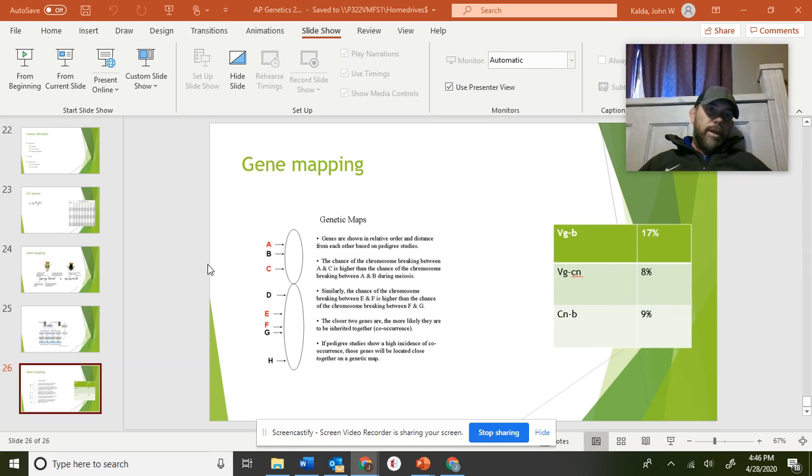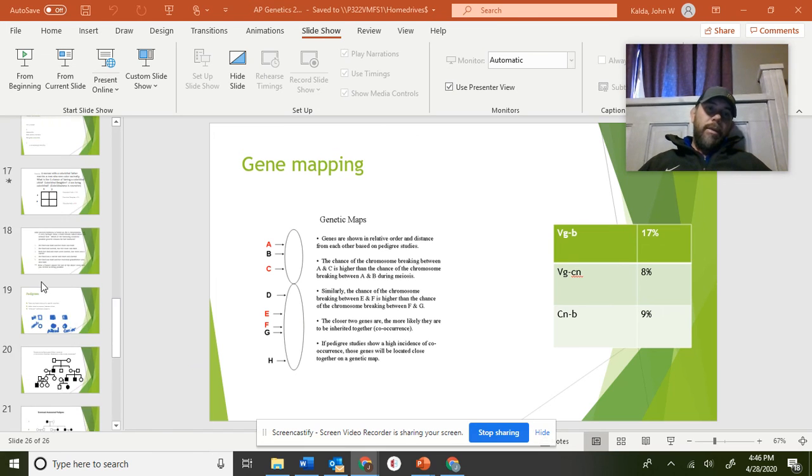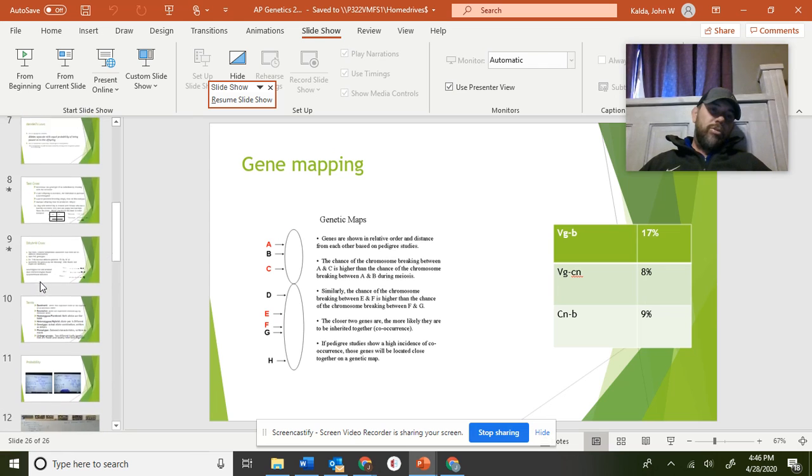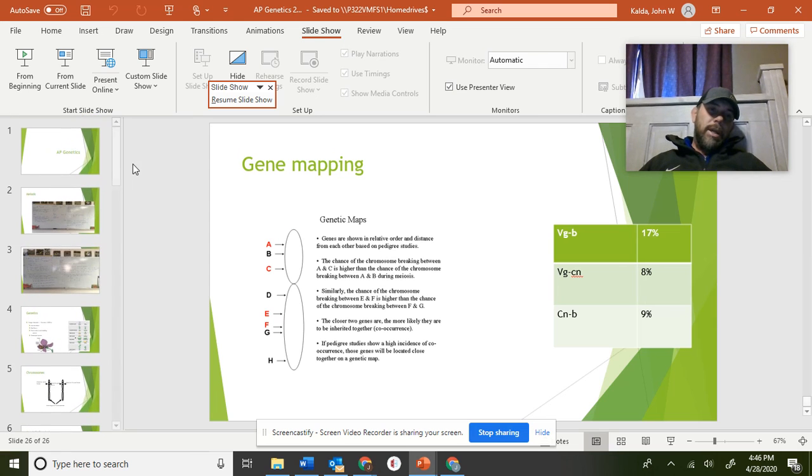And so when you take a look at Mendel, again, nothing that he did was necessarily wrong. It just didn't dive in as deep as some of the geneticists have in the past. So again, Mendelian versus non-Mendelian traits, gene mapping, gene linking, make sure you have a good understanding of that.